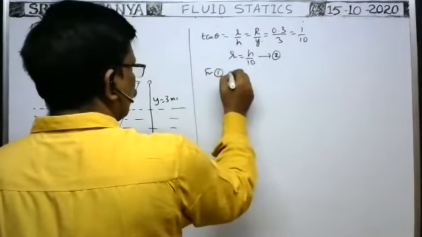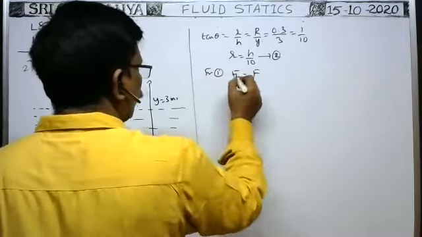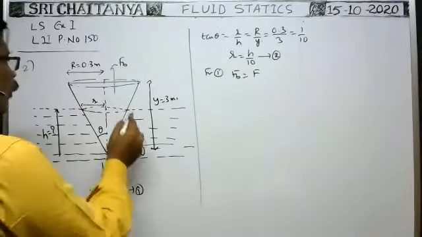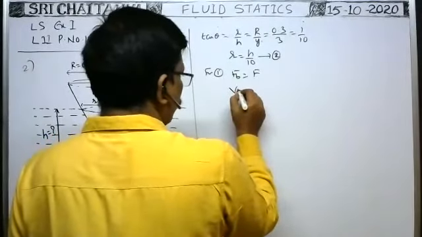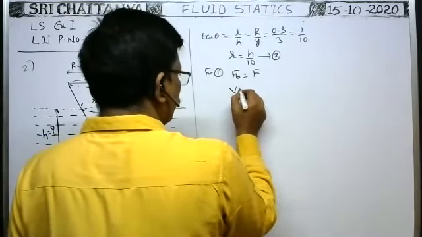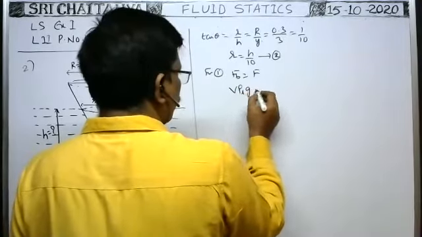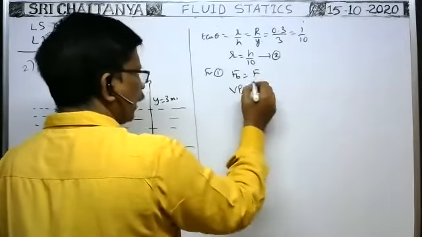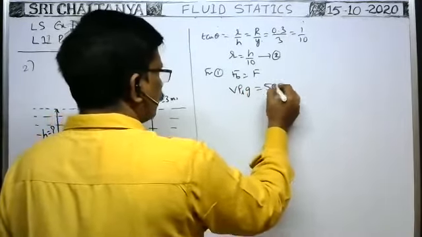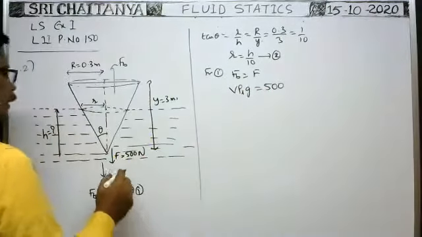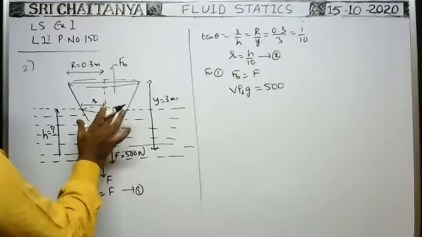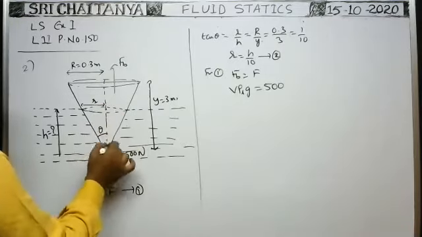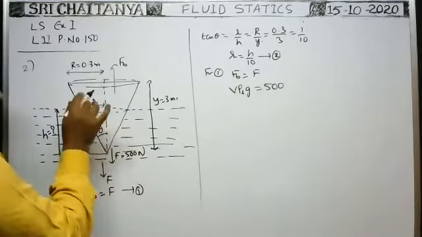Now from equation 1, the buoyant force FB is equal to F. What is the volume of the liquid displaced? Volume of liquid displaced into density of liquid into g is the weight of the liquid displaced, which is equal to the buoyant force. That is equal to F, which means 500 Newton. What is the volume of the liquid displaced? Whatever the volume of the cone submerged in the liquid, that is equal to the volume of the liquid displaced.